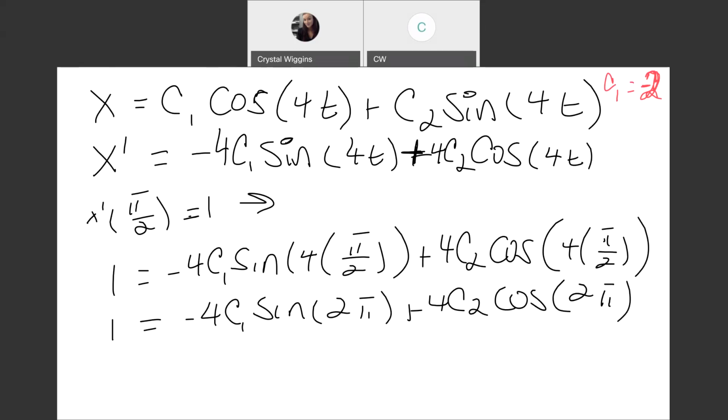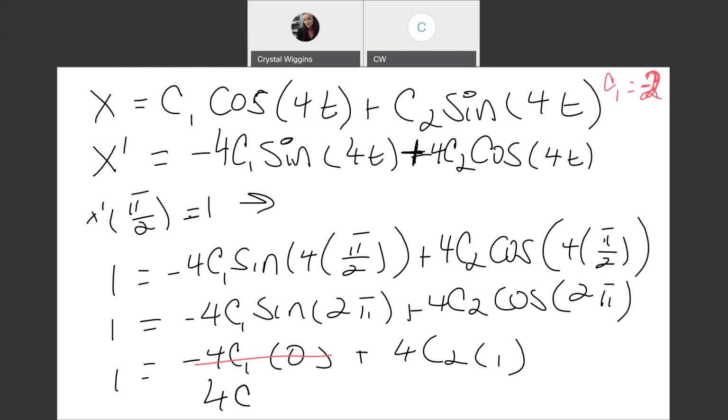We know that sine of 2 pi was the one that went to 0. So this gives us c1 times 0 plus 4c2, and we know cosine of 2 pi is 1, which means that our c1 this time disappears, and we have 4c2 is equal to 1. So we have to continue solving that. We have 4c2 is equal to 1. Divide by 4 on both sides, and we get 1/4 is the value of C2.